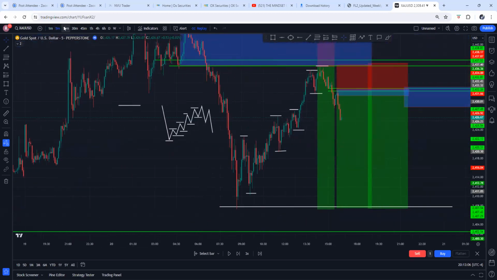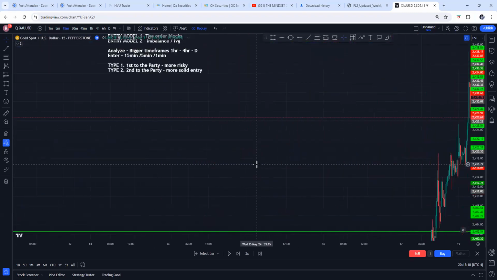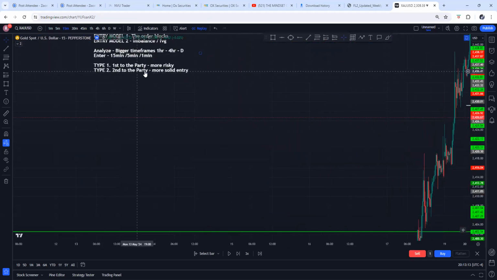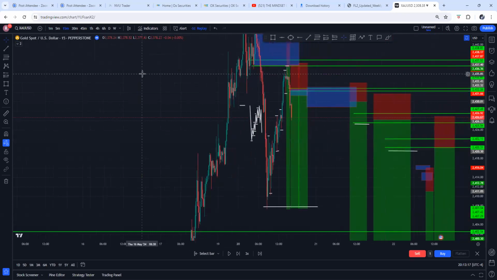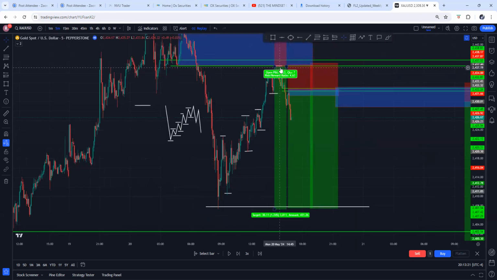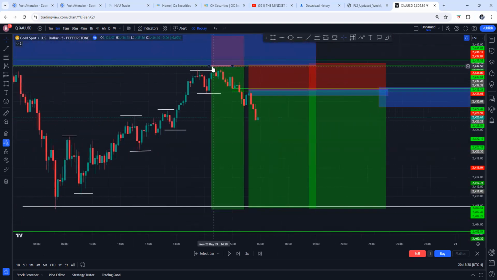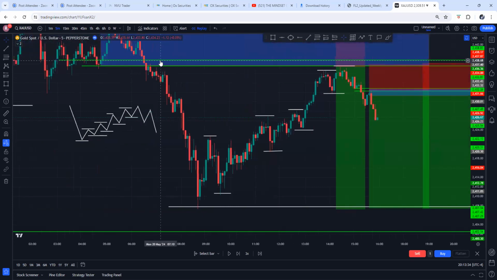All right. So this is the type 2. I showed you type 1, if you got your notes. Type 2, this is second to the party now. We get a more solid entry. Why do we consider it a more solid entry? Simply because we established that the high is strong. It's a solid entry now because here we didn't have anything really to go on. We just got the order block, right?